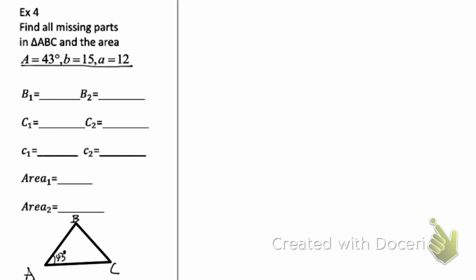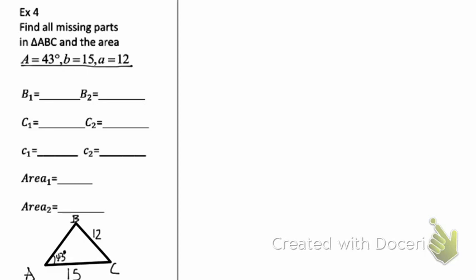Side B is 15, and side A is 12. So this is angle-side-side, so two triangles might exist. Remember, there can be three situations out of this: two triangles might exist, one triangle might exist, or no triangle exists at all.